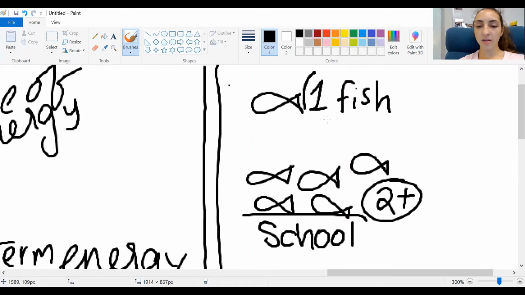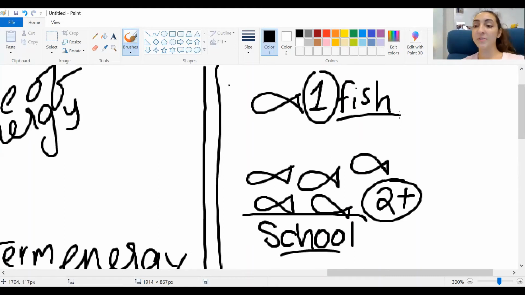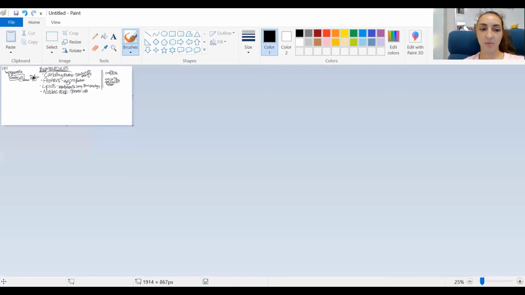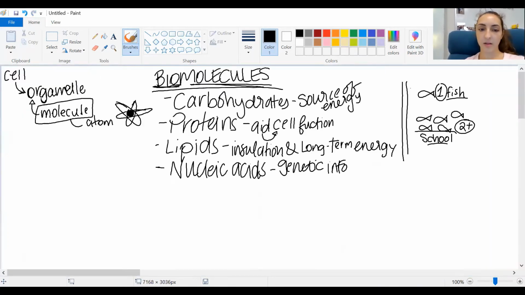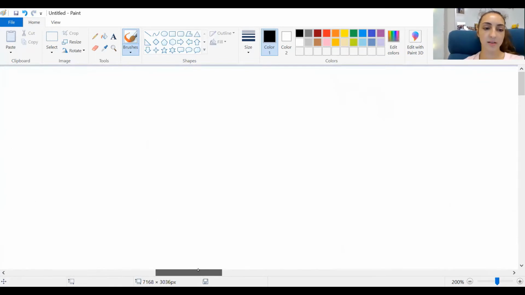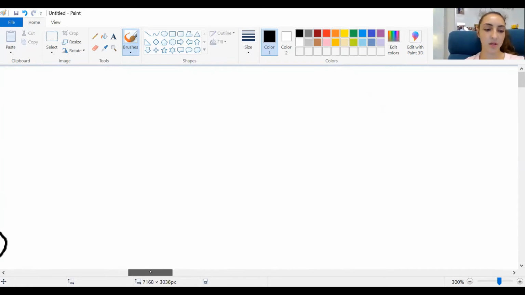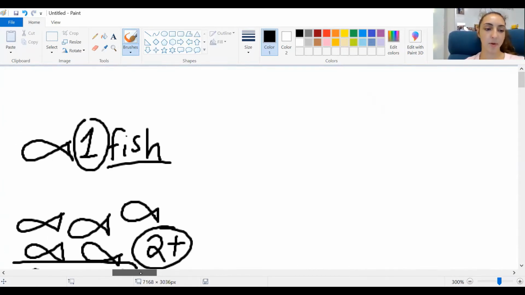You cannot have a school without the foundation of the school. So you need fish for this school. Same if, let me add some more room to my writing. Same if you had, let me zoom in. Let's say you had a bird.